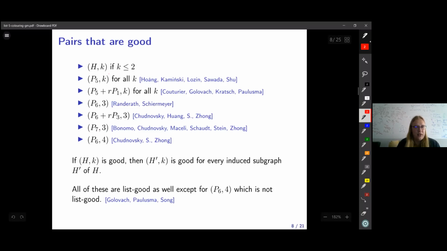And one more thing to note is that these are all list good except for P6 for 4, which is not list good. And that's, as far as I know, the only case that we understand for sure is NP hard when we say list and polynomial time when we don't say list.